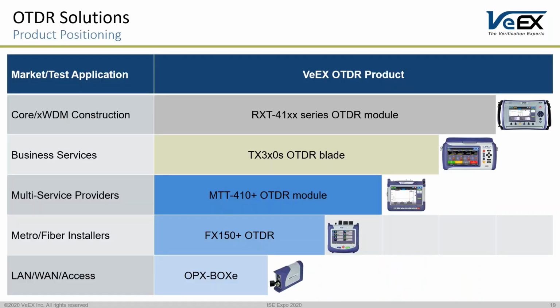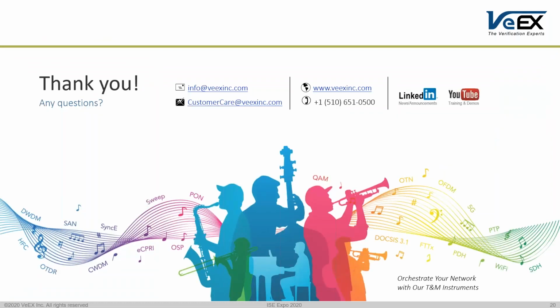So this kind of shows you a product positioning as far as our OTDR solutions. Going from the bottom up is also price-wise, from more budget-friendly to the more technology advanced, the RXT. So you kind of see where you would fall in this space, and you could choose which test modules you need. And that's all I have. So do we have any questions that we can go over?